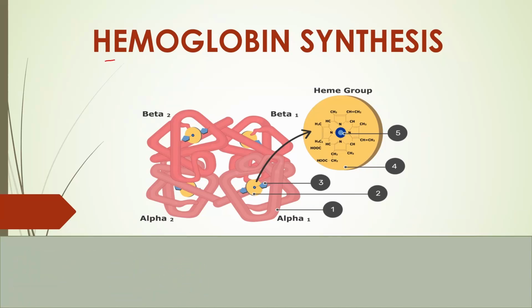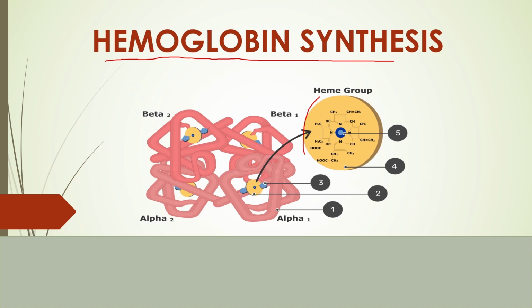Hello everyone. Today we will discuss hemoglobin synthesis. In the previous video we discussed the structure of the hemoglobin molecule, that it contains 2 alpha and 2 beta chains, and in each globin chain there will be the heme group.